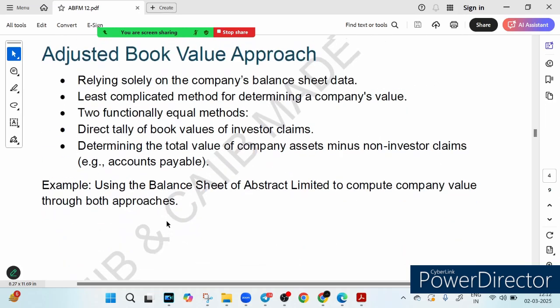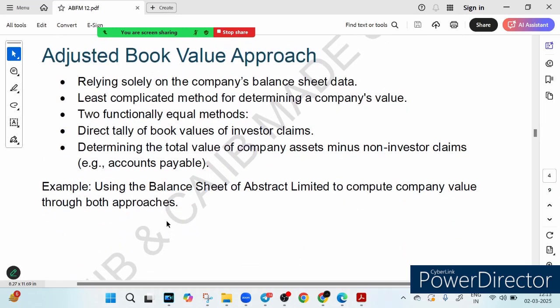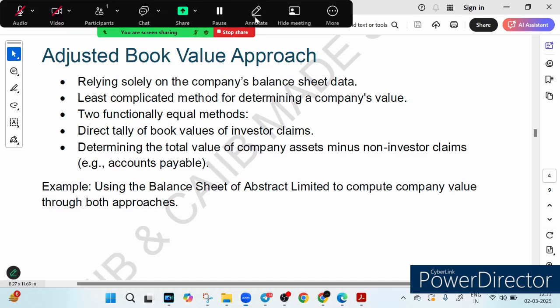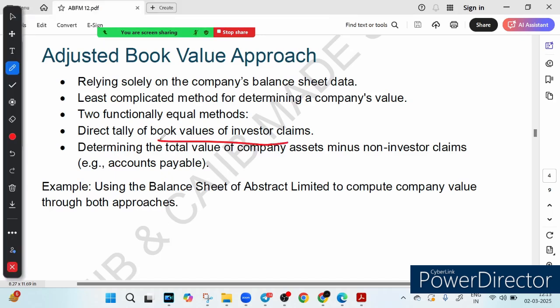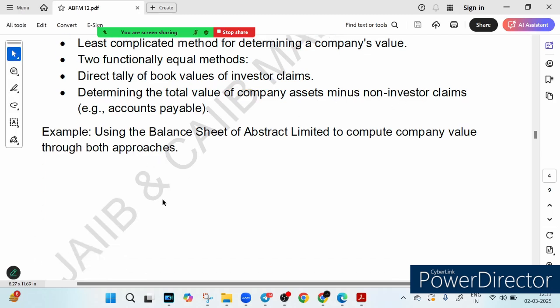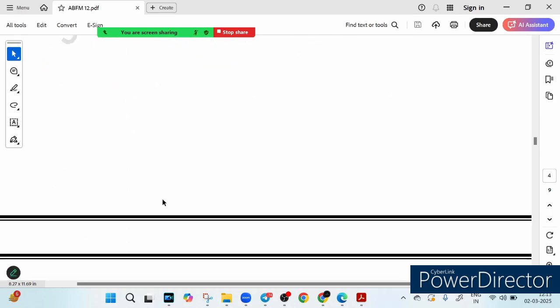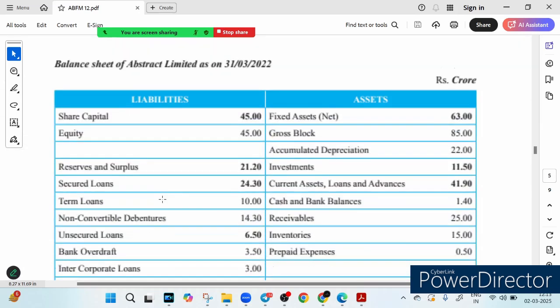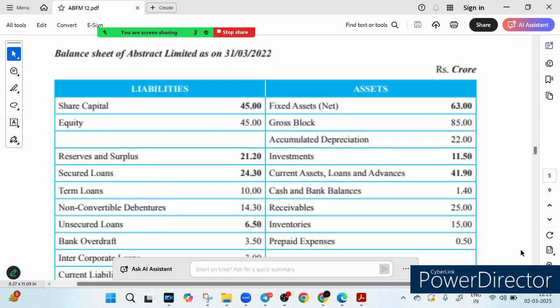It relies solely on the company's balance sheet data. It is the least complicated method for determining a company's value, right? What we do is a direct tally of the book value of investor claims. We determine the total value of company assets minus non-investor claims. Let me give you an example. So here is your balance sheet. Using this balance sheet, we can understand properly how this adjusted book value method works.